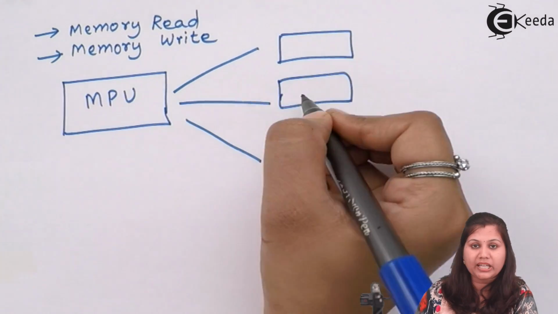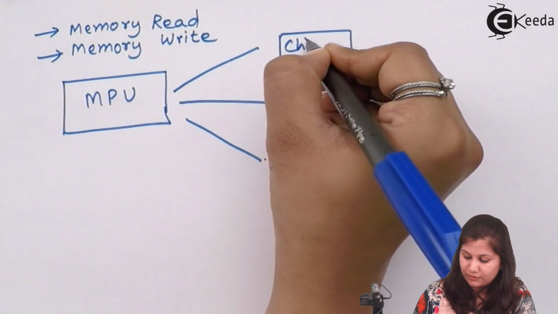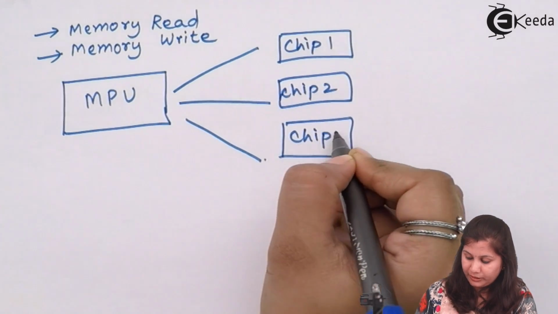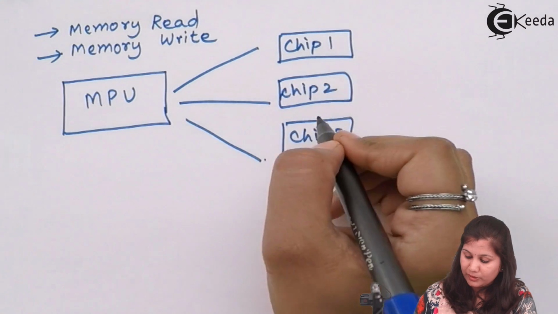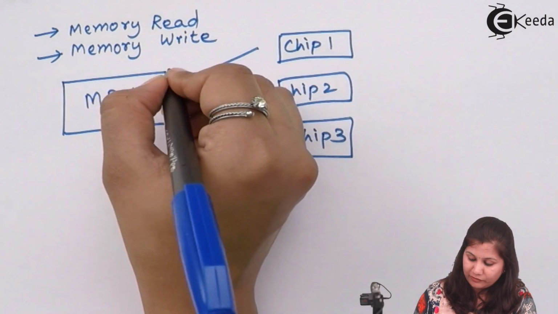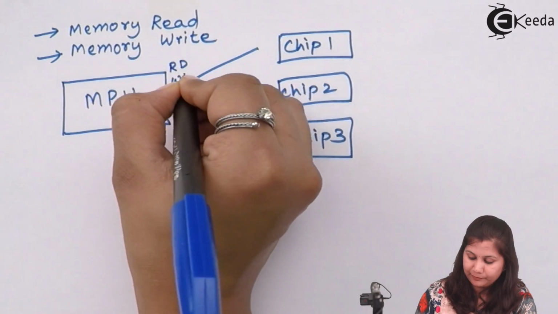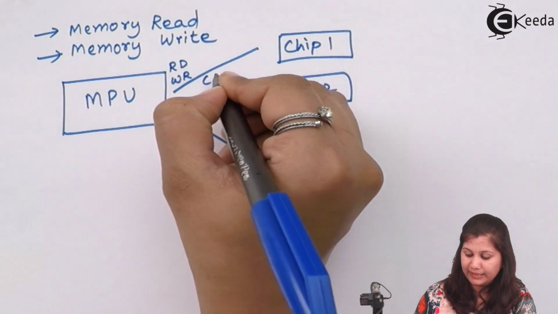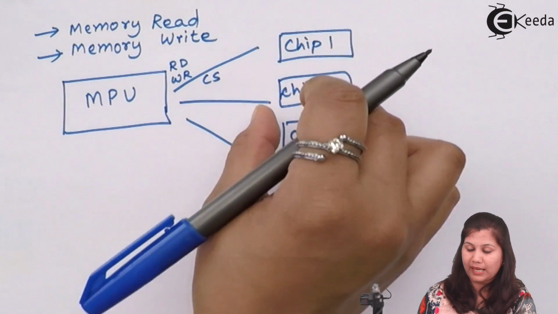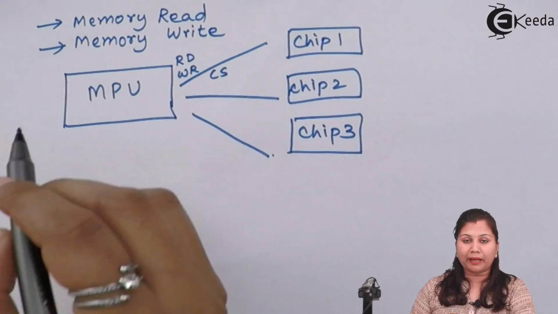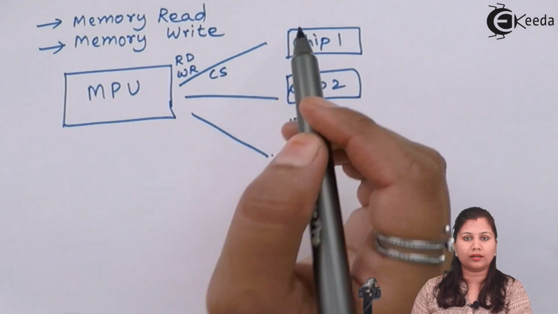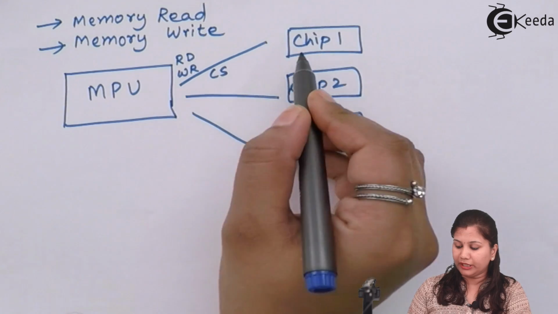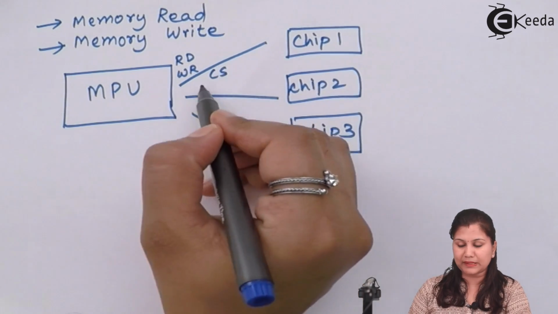Microprocessor can communicate with any of the memory chips. Suppose this is chip number 1, chip 2, chip number 3. So the microprocessor will have the read and write signals, and also every chip will have a chip select signal through which these chips can be selected. So for each memory chip, it should have a chip select signal.